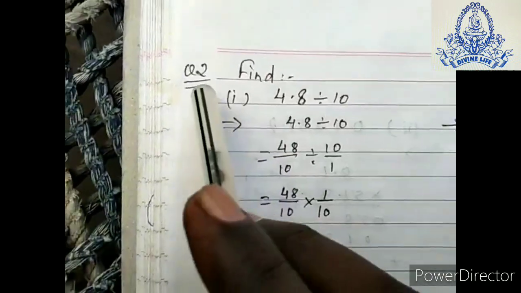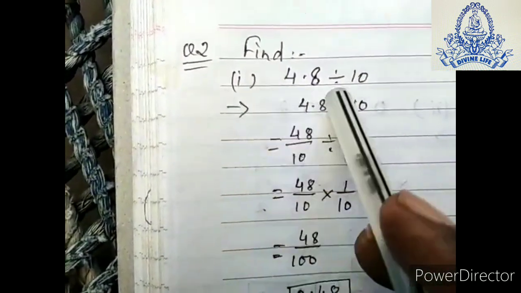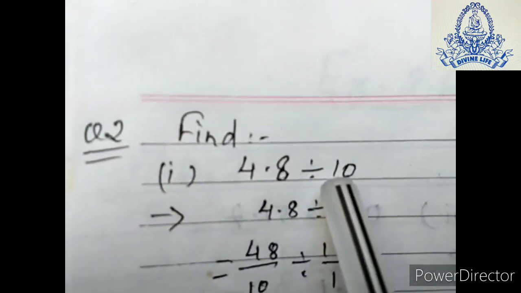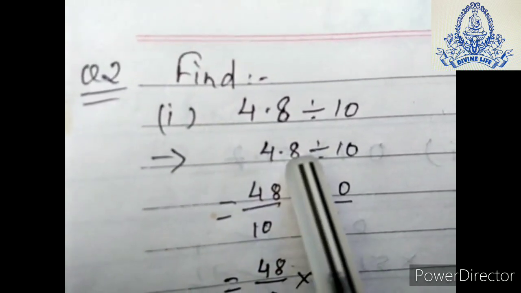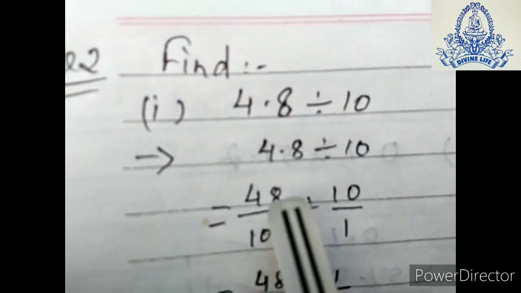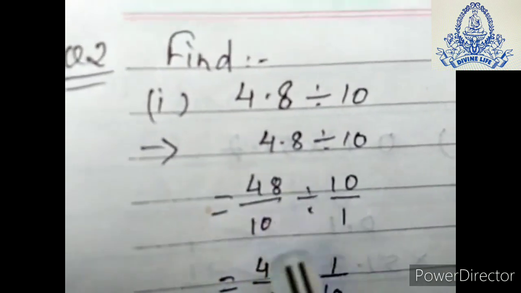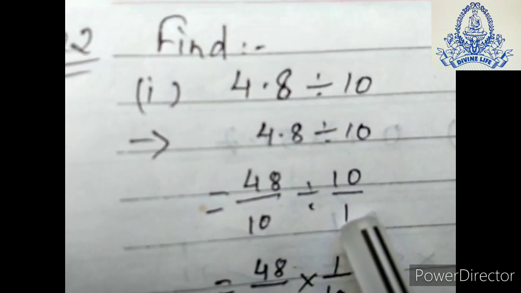We will move to question number 2 in exercise 2.7. The first part is 4.8 divided by 10. Same division, we have to do it. 4.8 will be converted into 48. After the point we have one digit, so we will take 10, that is after 1 we take one 0. So 4.8 is converted into 48 upon 10 divided by 10 upon 1.